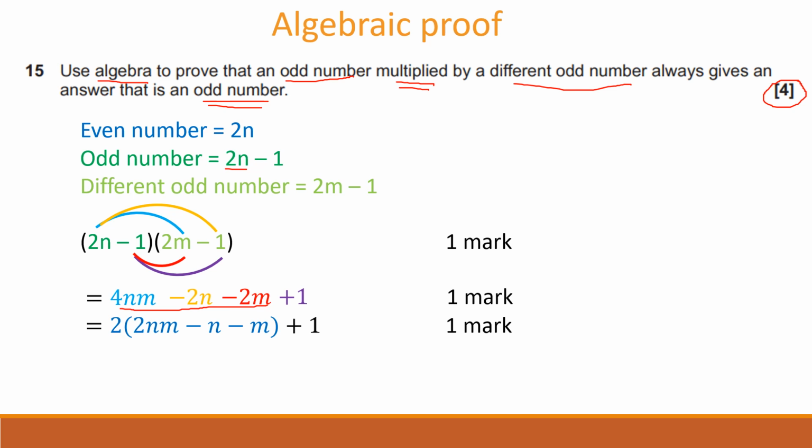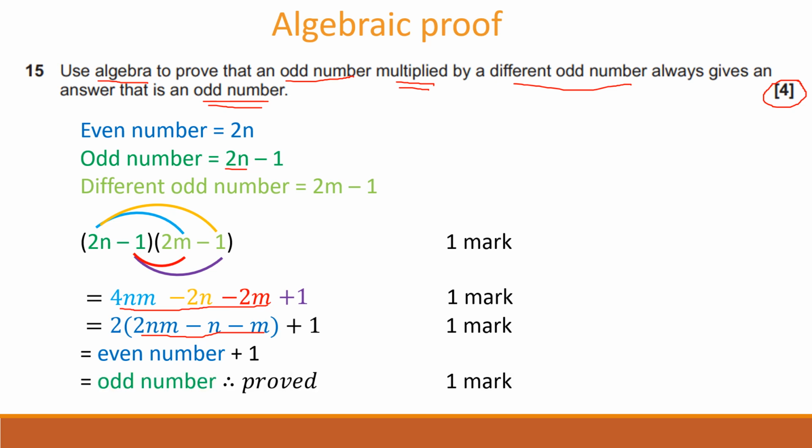Now I have got 2 times a number in terms of m and n. We don't know what this number is, but it doesn't really matter what that number is that I've just underlined, because 2 times any single number will always be an even number. So I have got an even number and then I'm adding 1 to it. Now we said earlier, to get an odd number, you start with an even number and you add 1 to it and it will make it odd. So therefore my even number plus 1 will be an odd number, therefore we've proved it, which is worth 1 mark. That is where the 4 marks are coming from.